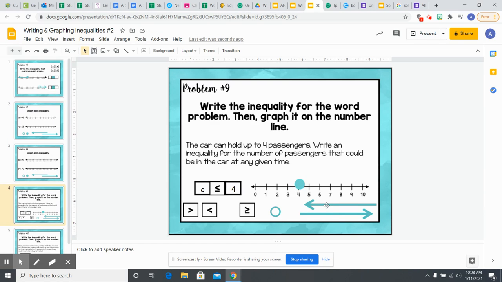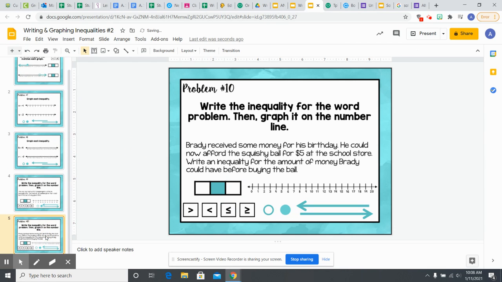So less than means our arrow goes to the left. No, not the greater than. Less than. There we go. I'm going to make my arrow smaller so it doesn't go over my 4. There we go. That works. All right, so C is less than or equal to 4, so we use a closed circle because we're using or equal to. And it's less than or equal to 4, so that means our arrow goes towards the left.